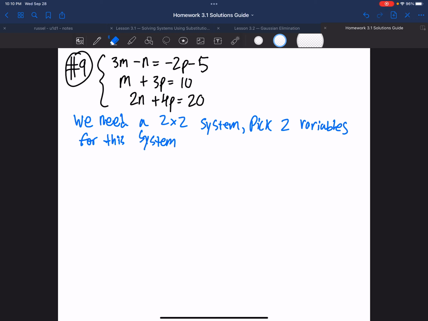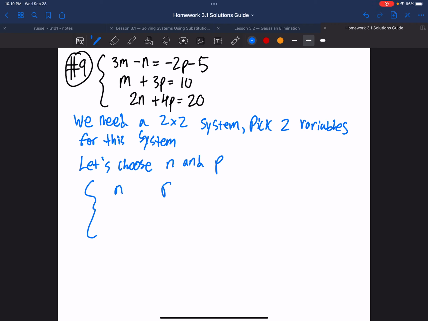So let's get a system. Let's try this here. Let's choose, I don't know, N and P. How's that? Do you like that? Sure. Okay, N and P. So let's choose N and P. I need N, P, N, P. That's what I need. This is what I need.